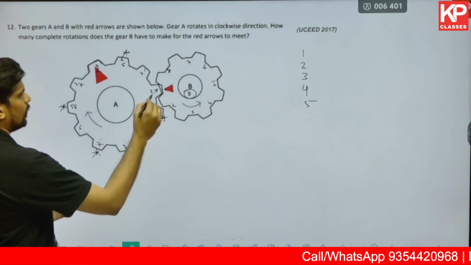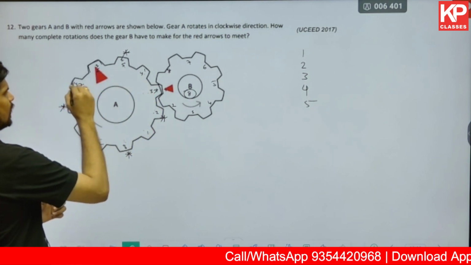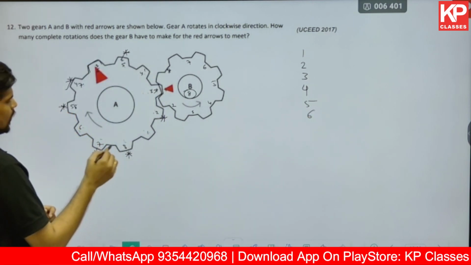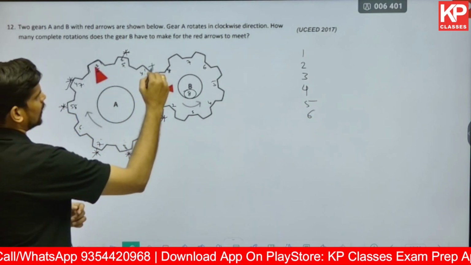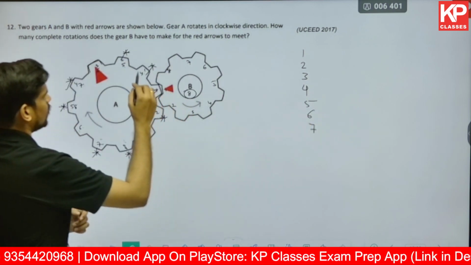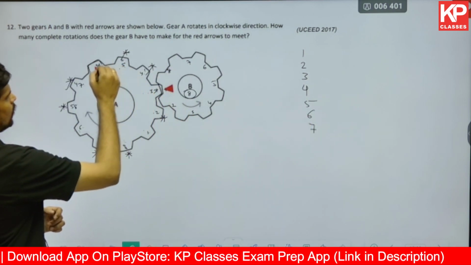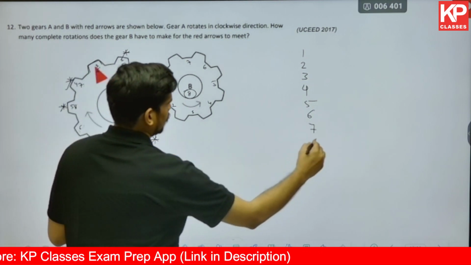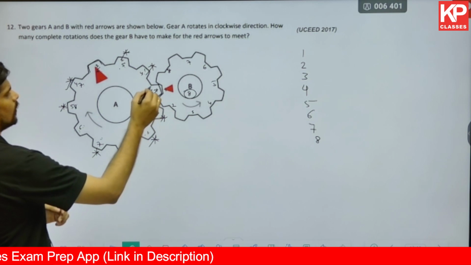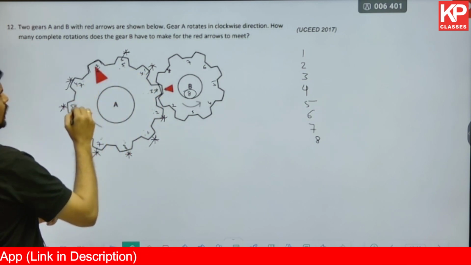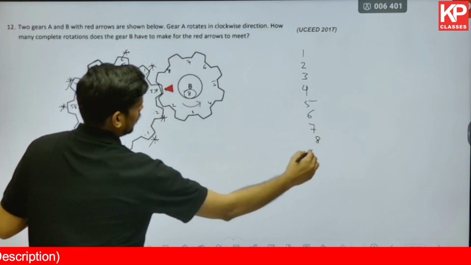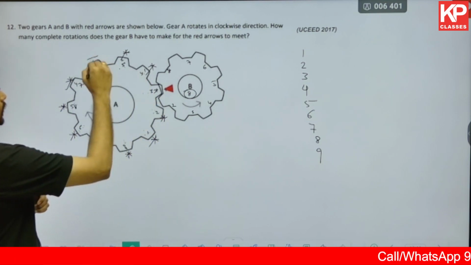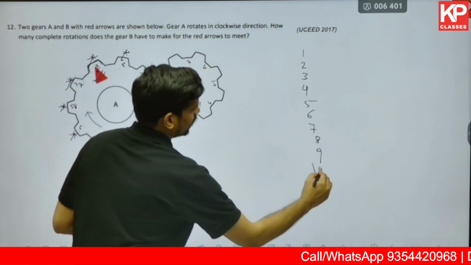This teeth will come into contact after the sixth rotation. This teeth will come into contact after the seventh rotation. This teeth will come into contact after the eighth rotation. This teeth will come into contact after the ninth rotation. We have stopped at the red arrow after the 10th rotation.